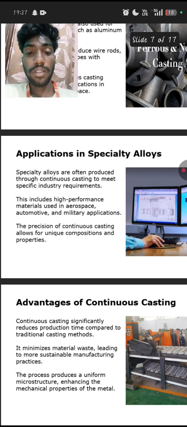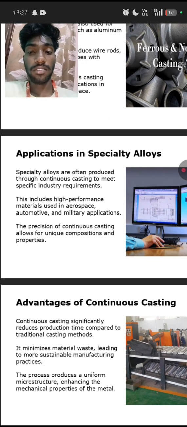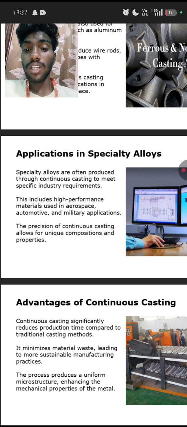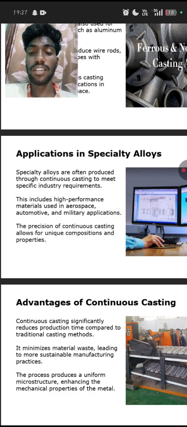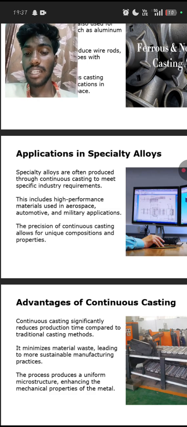Applications in specialty alloys. You know what specialty alloys mean? Specialty alloys are often produced through continuous casting to meet specific industry requirements. This includes high performance materials used in aerospace, automotive, and military applications. The precision of continuous casting allows for unique compositions and properties.